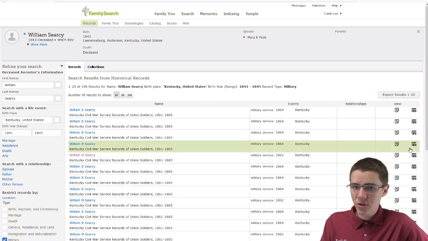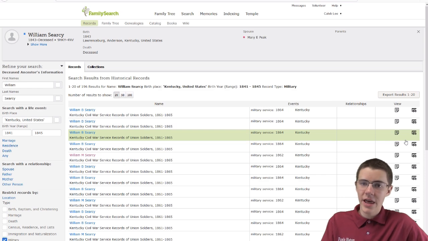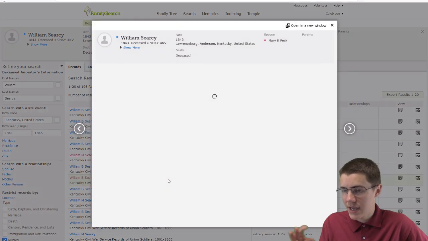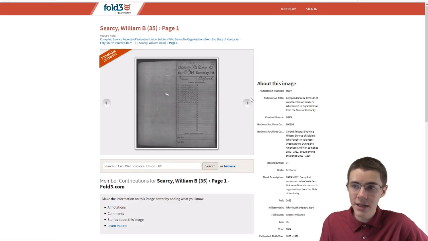These particular military records are special ones. You see, they've got this photograph with the box behind it, and this means that they're from a partner site. In this case, they're from Fold3, and Fold3 is a paid site. Most of the documents on there you have to pay for in order to get.